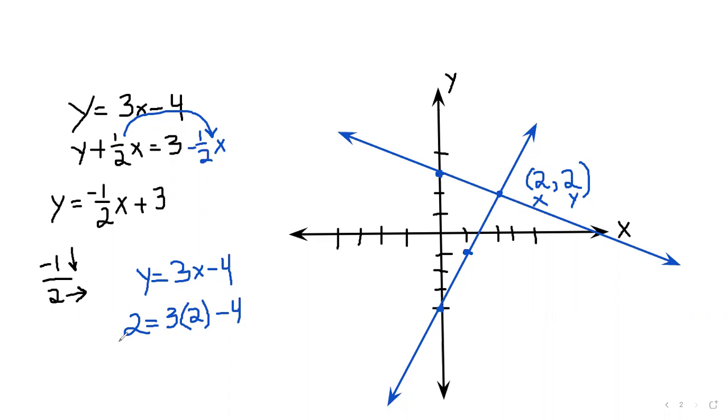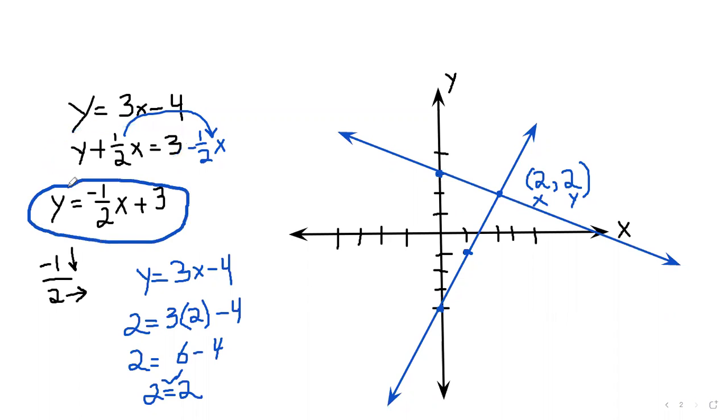Now we've got all numbers. Let's see what happens. 2 equals, what's 3 times 2? 6 minus 4. Look at that. So 2 equals 2. That's what I'm talking about. Lots of times in math, I'll put a little check mark there that it checks. So that is the solution. And I bet you a dime to a dollar, if you put 2 and 2 into this equation here, either this one or this one, they will also come out equal to each other.